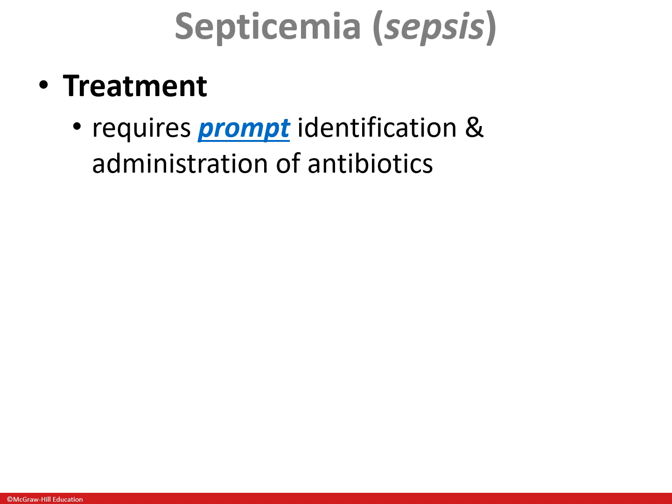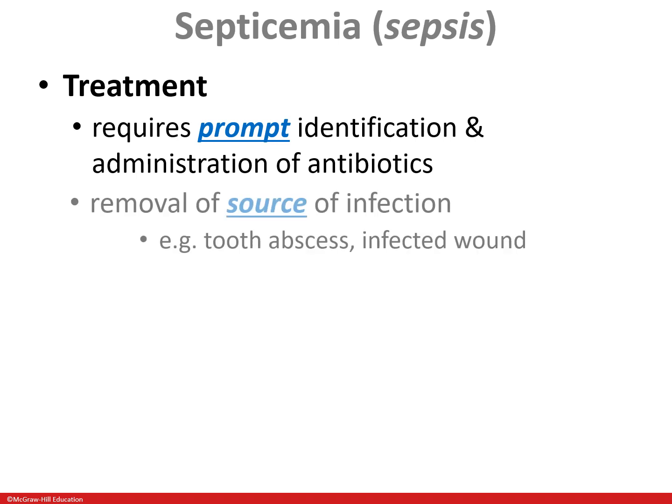So really we need prompt identification of the organism in order to give the proper antibiotics. So this is why we do a gram stain almost immediately. That's the first thing that we tend to do to make sure that we give the right kind of antibiotics. Typically you're going to have a source of infection. So if it's an infected wound, things like that, if you can deal with the source of the infection, you can at least limit the production of new bacteria.